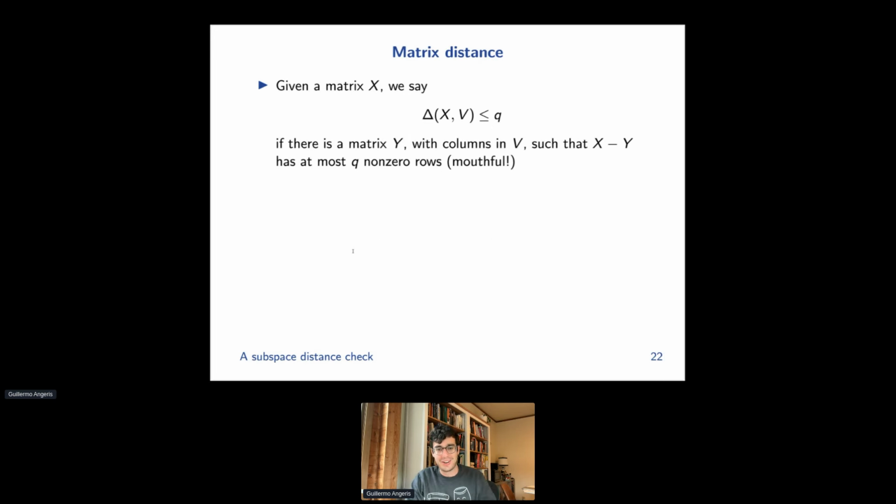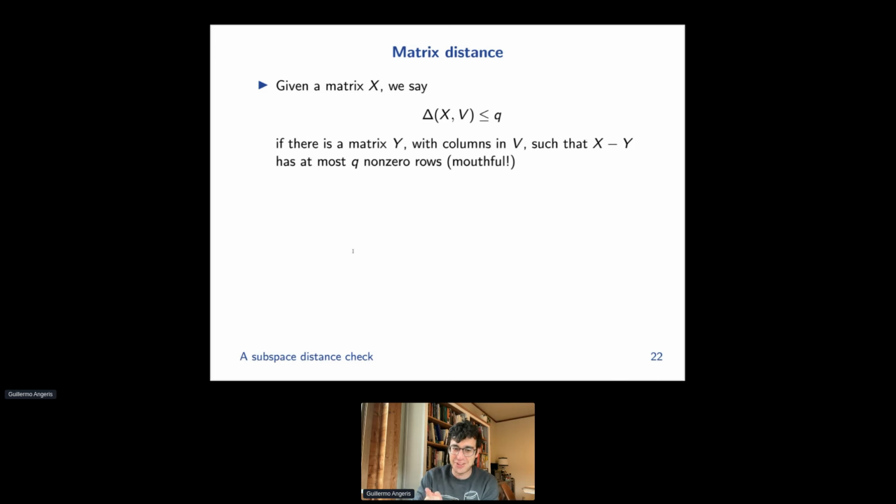So we need one more definition, which is the notion of a matrix distance. Given a matrix X, we're going to say that X is Q-close to V, or the distance between X, a matrix composed of columns of vectors, and a vector space V, is less than or equal to Q, if there exists a matrix Y, every column of which is in the vector space V, such that X minus Y has at most Q non-zero rows.